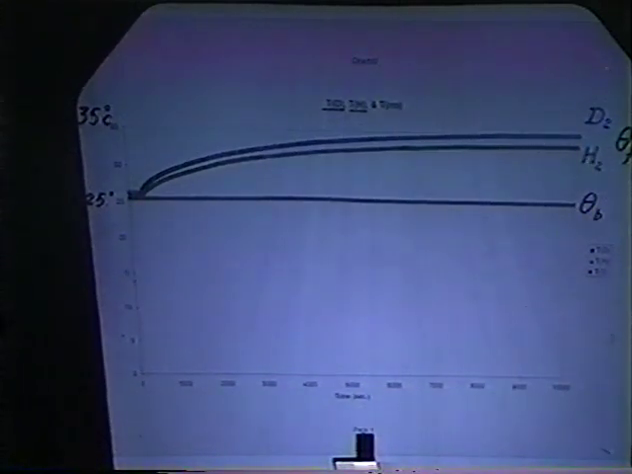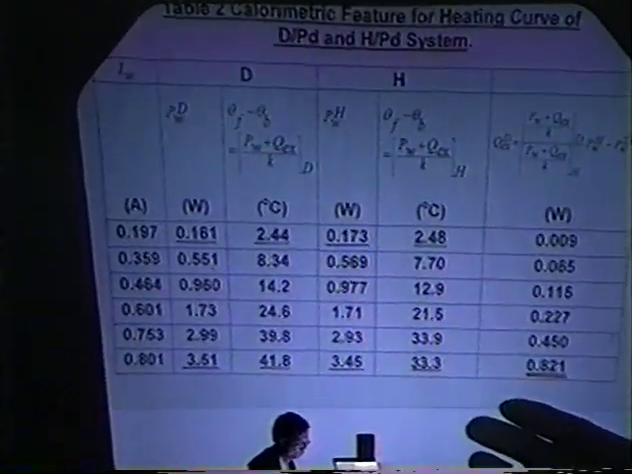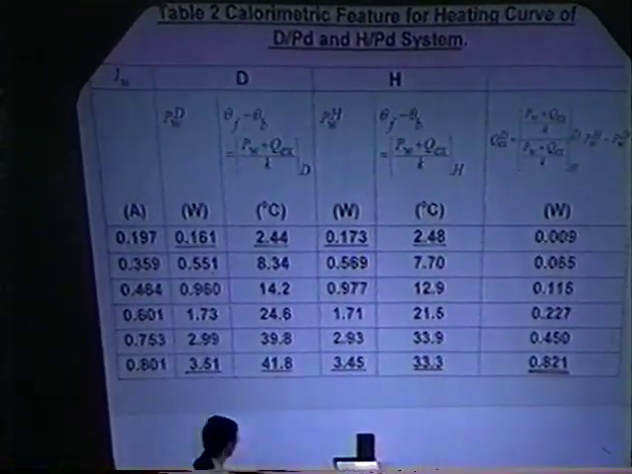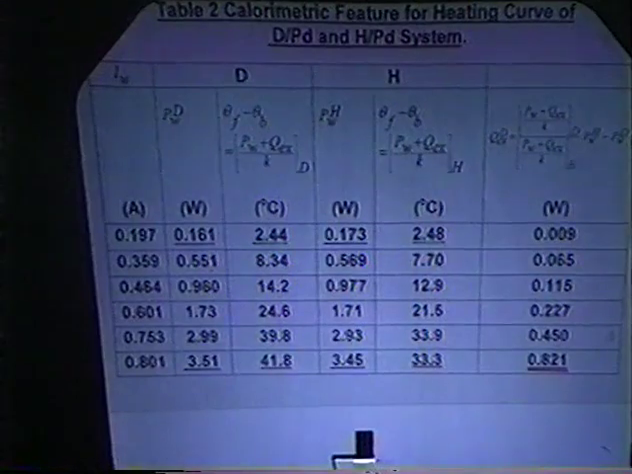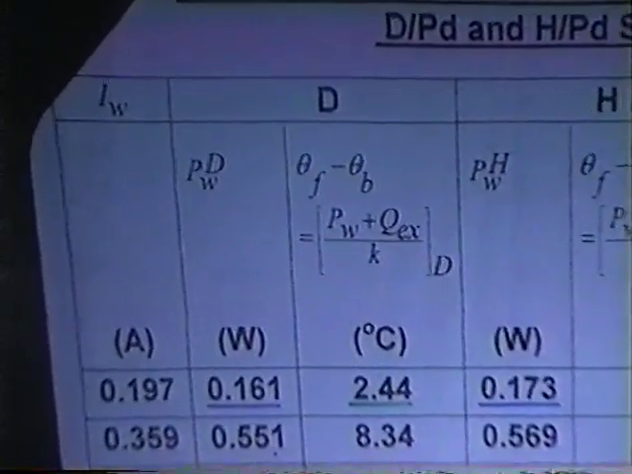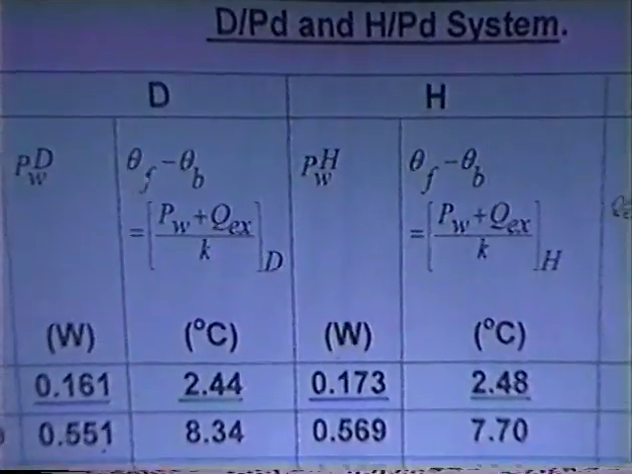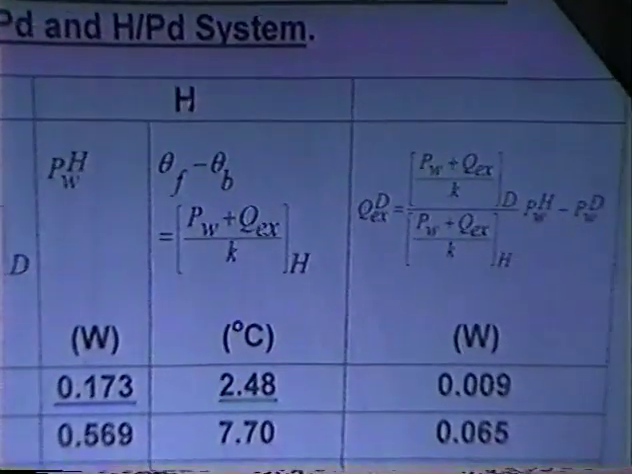So we can calculate the temperature difference between this number and the room temperature number. Then we list them in the following table. So this is the heating feature of these two systems. This column is the current in the tungsten wire, increasing in this direction. This is the temperature difference between the final temperature and the room temperature. This is for deuterium, this is for hydrogen.